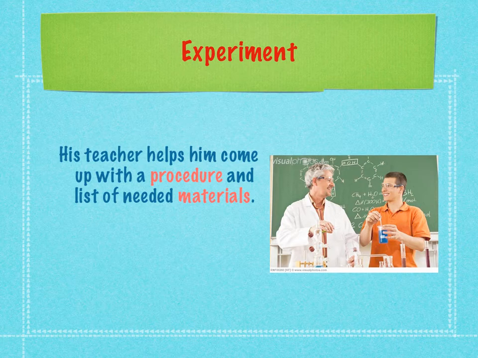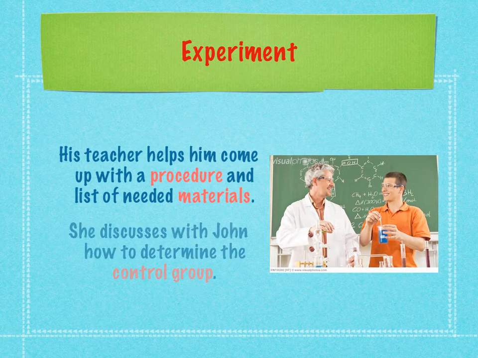In John's case, it is going to be the size of his bread. His teacher helps him come up with the procedure. Again, it must be very detailed, with a list of detailed materials and certain amounts. Next, we're going to need to discuss that control group.